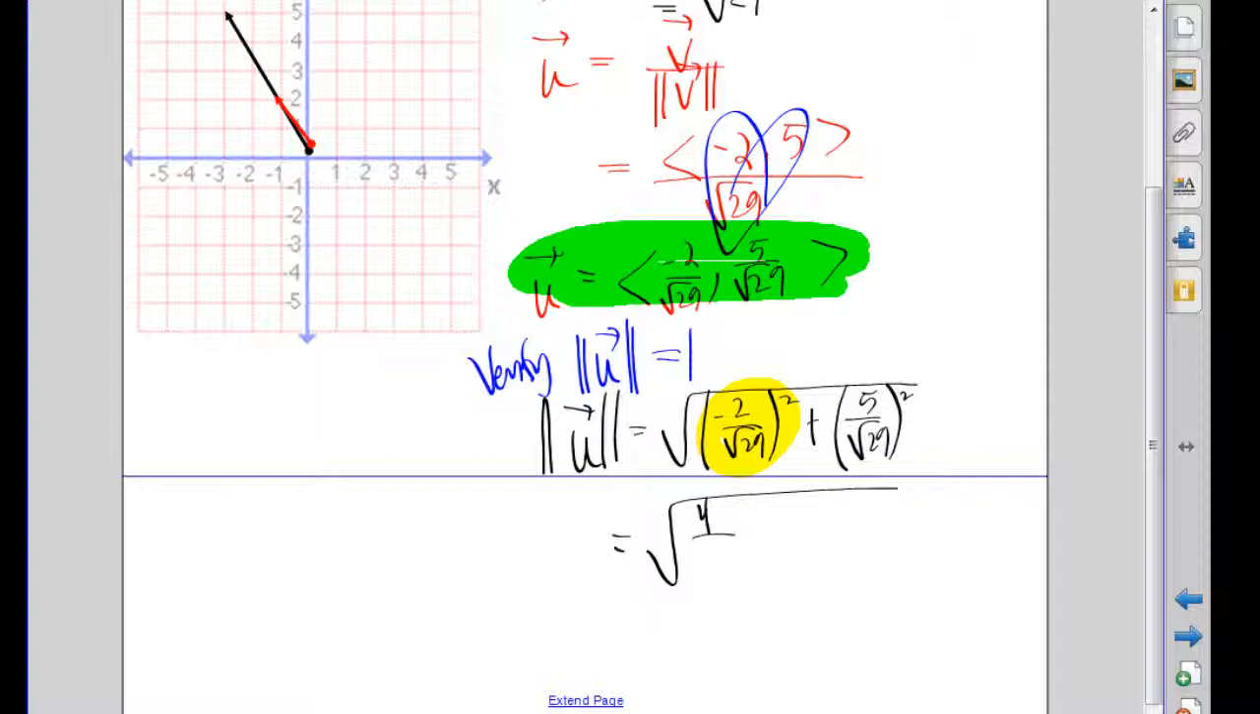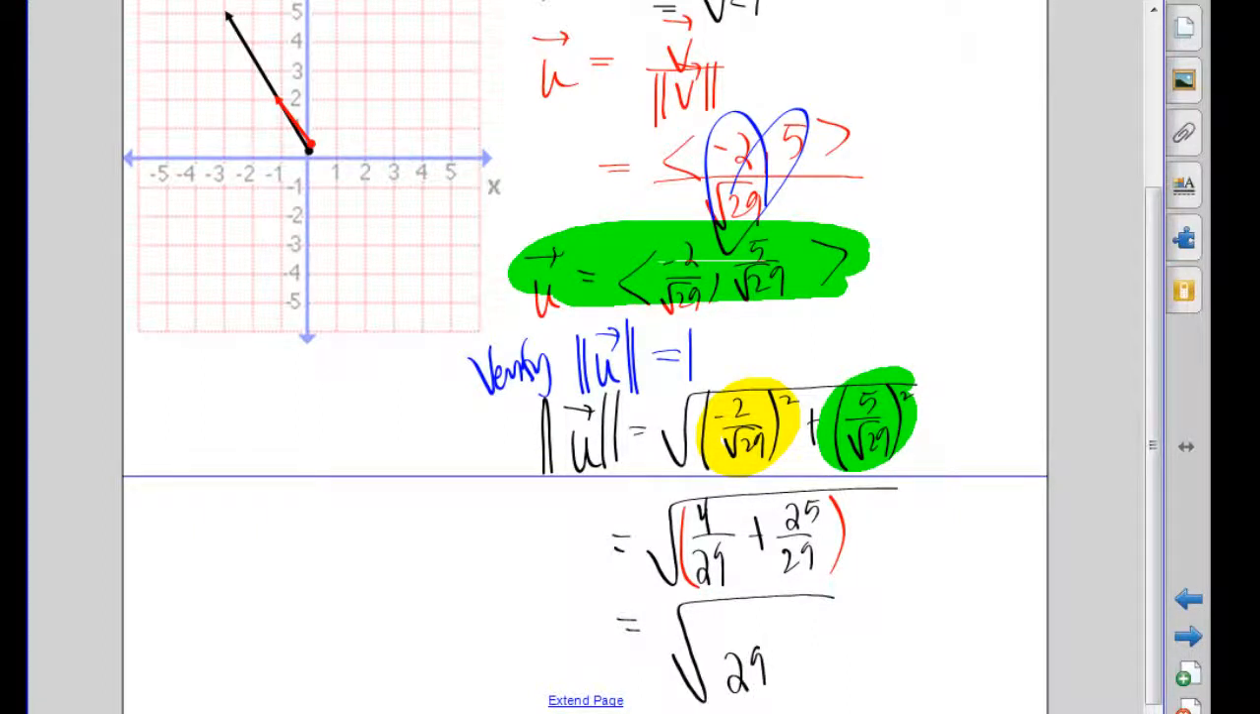If I square the numerator and square the denominator, I get 4 over, square root of 29 squared is just 29. Let's clean up the second piece as well. Square the numerator, square the denominator, and we get 25/29. Remember, there are implied parentheses around this sum, so we need to add them and then take the square root. Because I have a common denominator of 29, I can simply add across the top. 4 + 25 is 29, which reduces to the square root of 1, which is indeed 1.